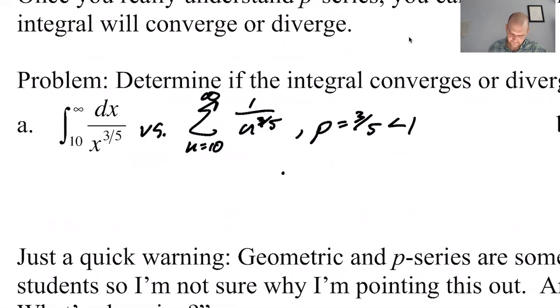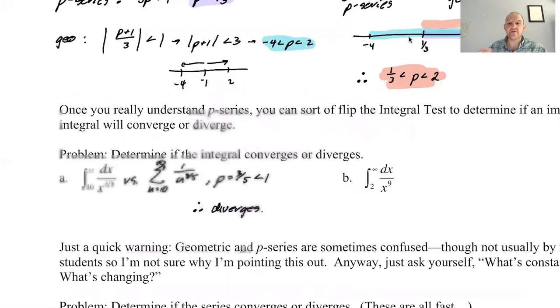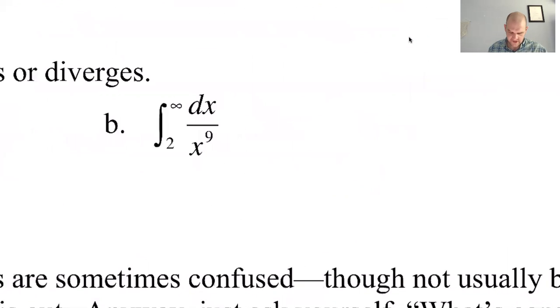Less than 1. Therefore, it definitely diverges. It's a divergent p-series. Therefore, the improper integral associated with it also diverges. It's a very cool use of p-series, I think.